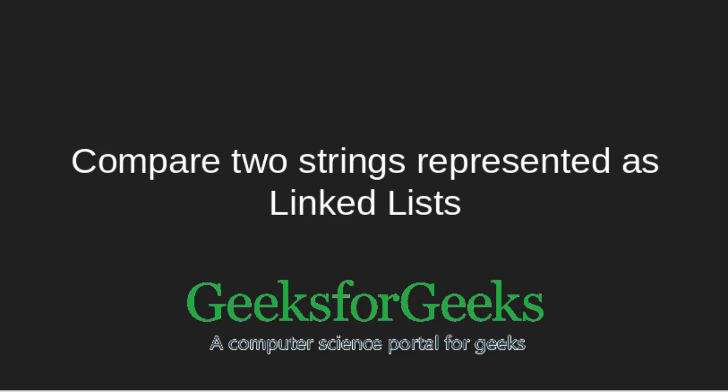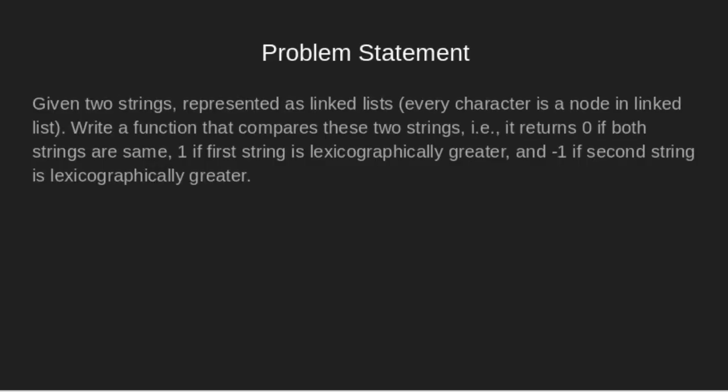In this video, we will learn how to compare two strings represented as linked lists. So, the problem statement says we are given two strings represented as linked lists. Every character is a node in the given linked list. We have to write a function that compares these two strings, that is, it returns 0 if both strings are same, 1 if the first string is lexicographically greater, and -1 if the second string is lexicographically greater.